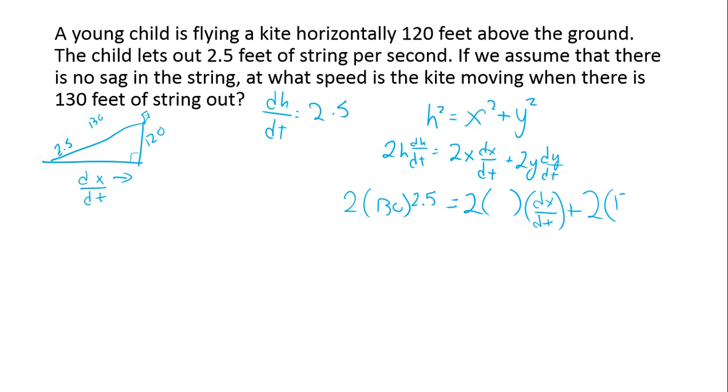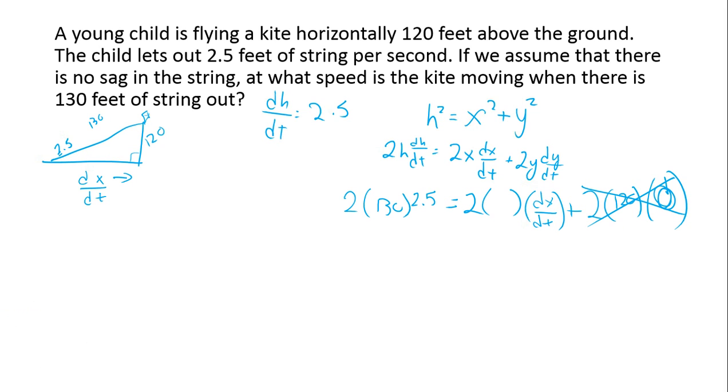We know what y is, 120. And then what's dy over dt? Well, since we're not changing the height, it's always staying at 120. That would be 0. So we're just going to forget about that. That part gets multiplied by 0 because we're not changing the height. We don't have to worry about it.